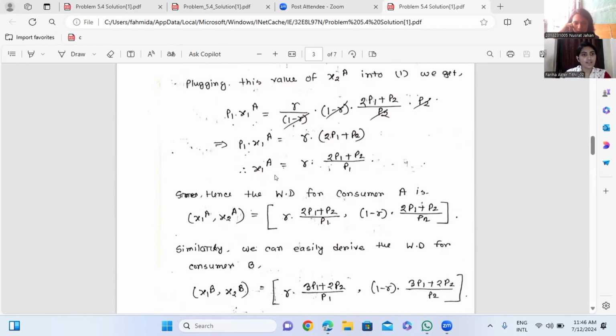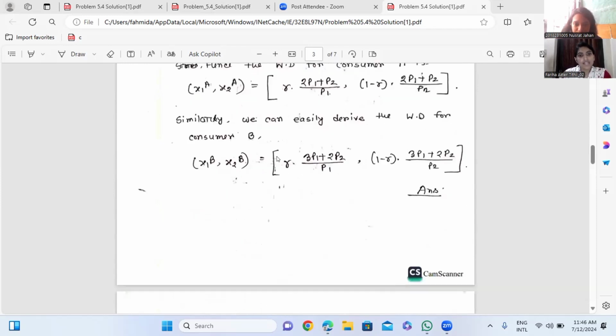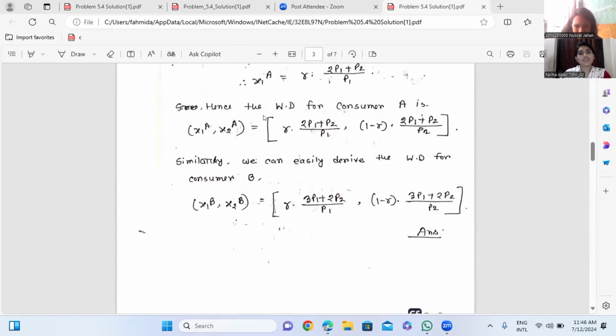Okay, clear? Eva, can you understand it? Yeah, we have to put the value of X2. This is our normal calculation. You know. Yeah. Then ultimately we find X1A and X2A. X1A is gamma times 2P1 plus P2 divided by P1. And for X2A, this is 1 minus gamma times 2P1 plus P2 divided by P2. Okay? Yeah, I understand.